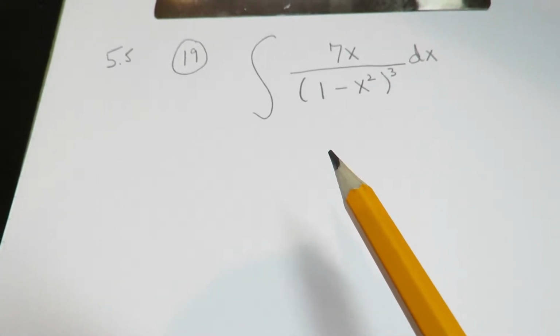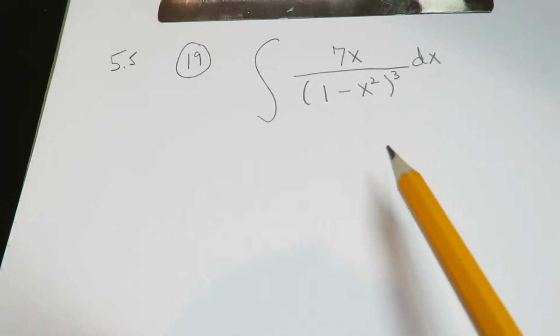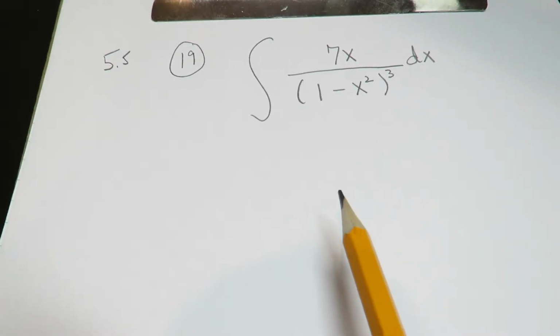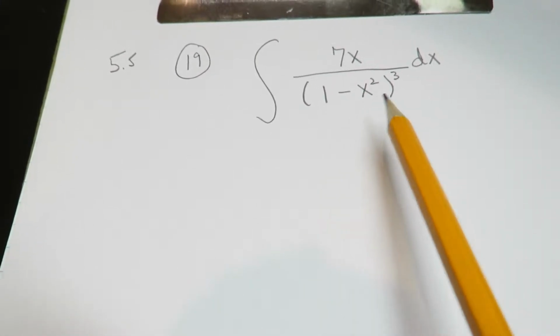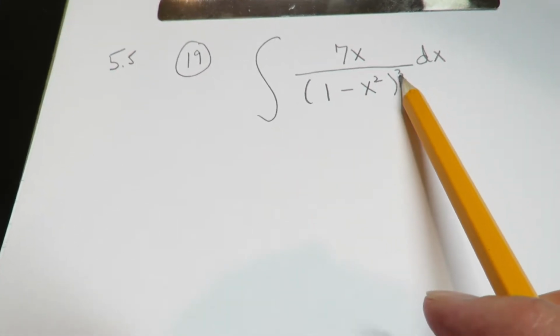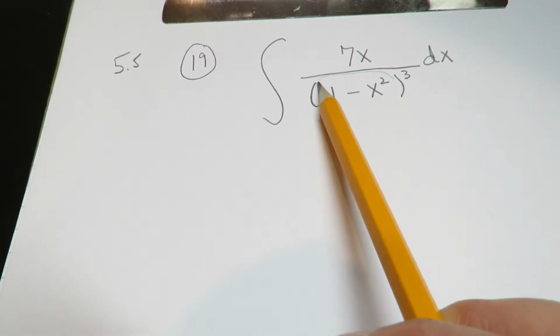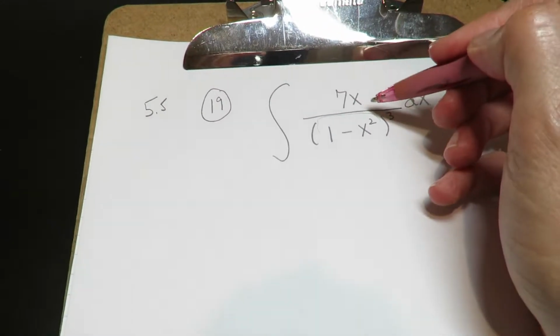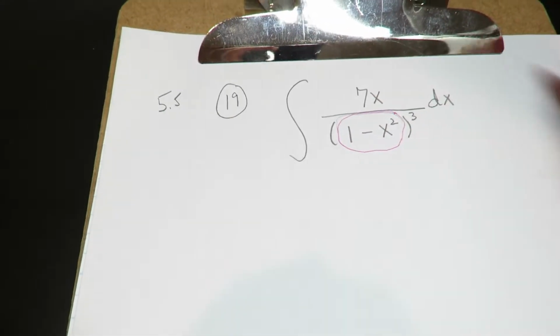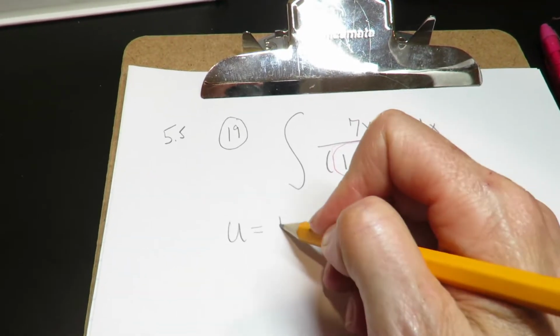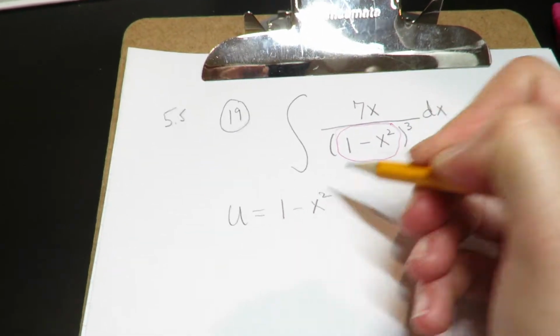Remember, the first thing you want to do on these basic ones is figure out who the composite function is and find the inner layer of it. This right here is the composite because it has an outer and an inner layer. We're going to set the inner layer equal to u. So u is going to equal 1 minus x squared.